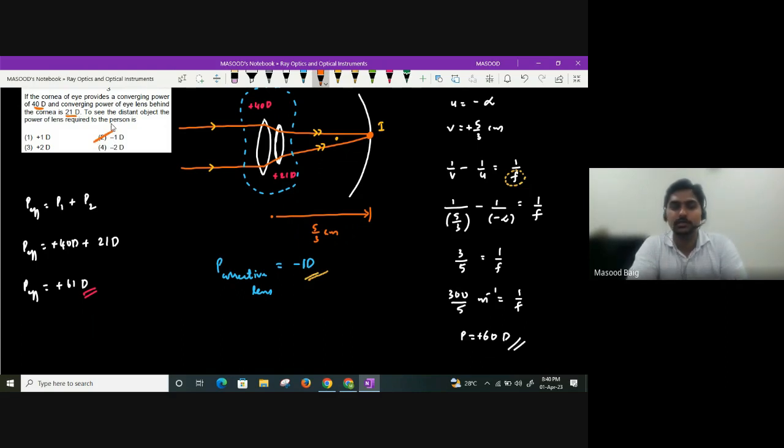What was given to us? The distance of the retina from the eye lens was given, which is 5/3. So if the object is at infinity, and if I want to see that object clearly, the image should be formed at the retina. For that, the power of the human eye should be 60 diopters. But what they have given us is 61 diopters. So here the power is more, and the image will be formed in front of the retina. But I want the image to form on the retina, so I have to use a corrective lens. Because it is negative, it will be a concave lens of power 1 diopter. Clear?